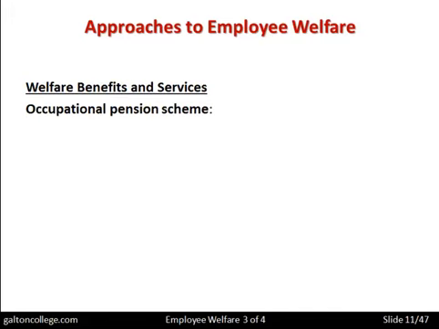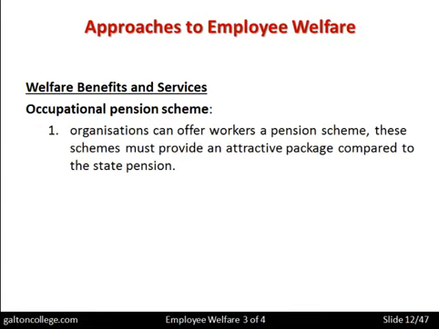Now we'll turn to occupational pension schemes. Well, organisations can offer workers a pension scheme. These schemes must provide an attractive package compared to the state pension. So many countries have state pensions, and many countries don't have state pensions. When people get to a certain age and they can't work, they've got nothing. They may have some savings, if they were lucky, over their lifetime, which will sustain them during their old age.